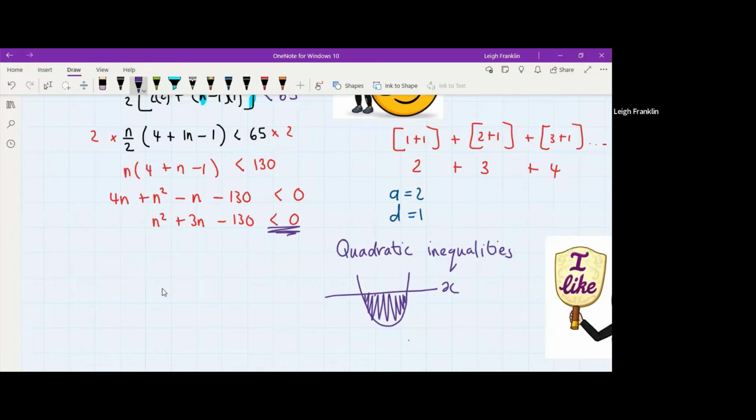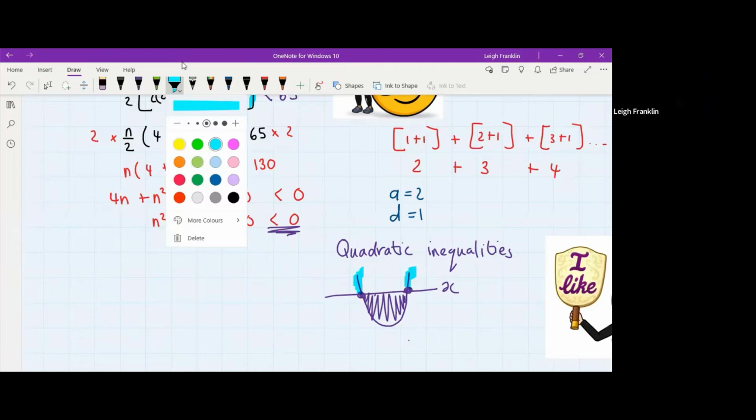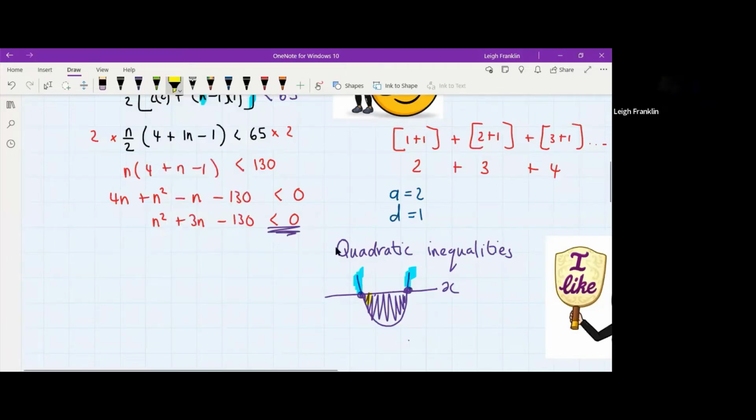Okay, so we need to work out what our critical values are, because these are the points at which output changes from being positive. So output is positive over here and over there, and it's going to be negative between. So where I'm shading yellow, that is where it is negative.